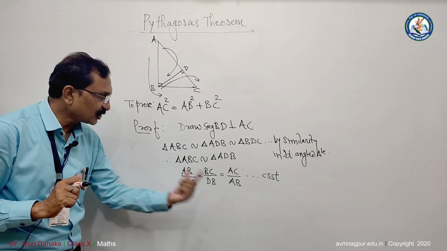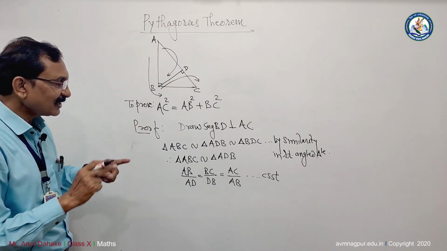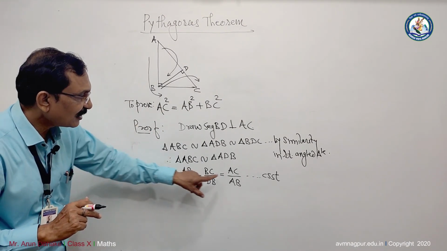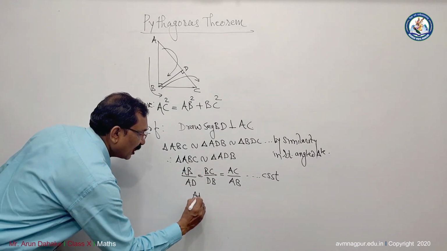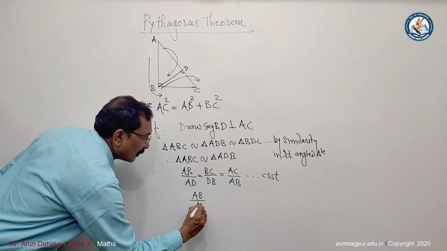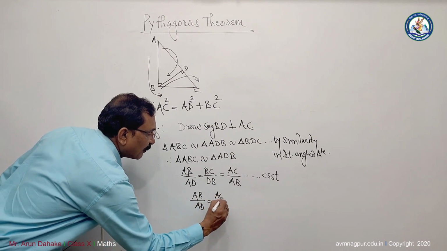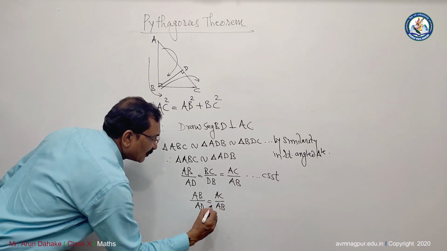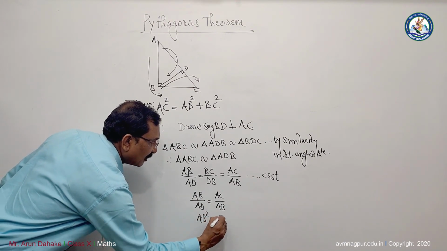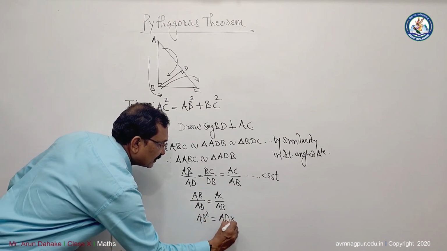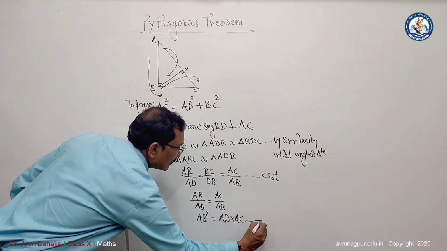Now there are three ratios. In which two ratios is there an AB? In the first and last ratio. That's why you choose the first and last ratio. AB upon AD is equal to AC upon AB. Now cross multiply, AB into AB. AB square is equal to AD into AC. This is number one.